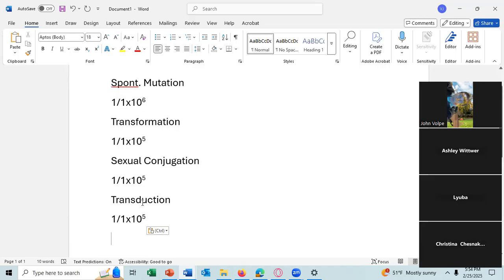Transformation, sexual conjugation, and transduction cannot create a new genetic variant in the species, but they can shuffle the genes from one individual to another or from one population to another, so that new genes can be brought into a cell from genetic material already existing in the population or in the species. If there's no genetic information, then transduction, sexual conjugation, and transformation cannot happen.